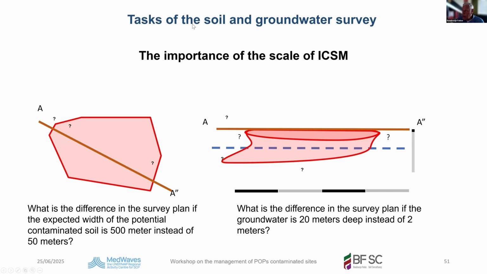Now we come to the task of soil and groundwater survey, the importance of the scale of your initial conceptual site model, and also of course of the conceptual site model. It makes a huge difference if this is 50 or 500 meters, and it makes a huge difference in your efforts if this is 2 meters or 20 meters. So please, if you make any map or any cross sections, give the scale, because the scale determines the details of the site investigation, but also, of course, the cost.